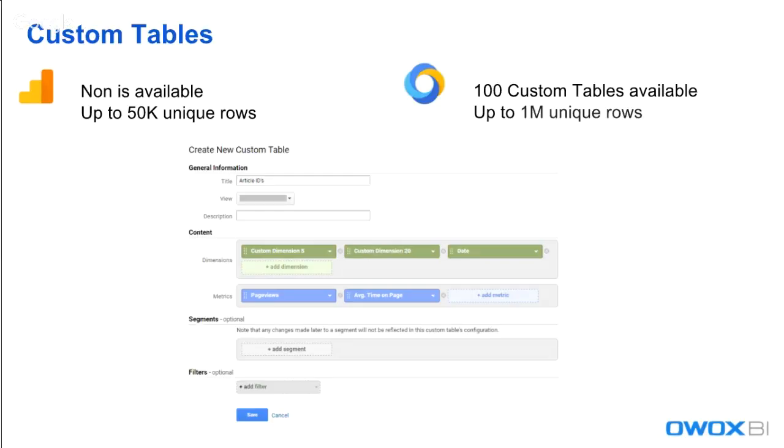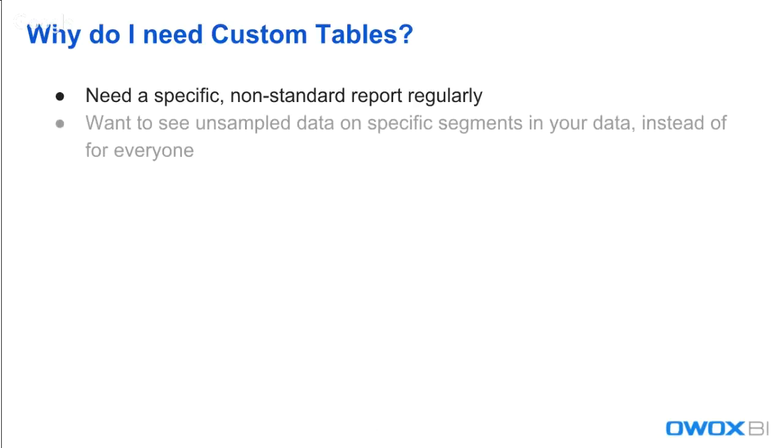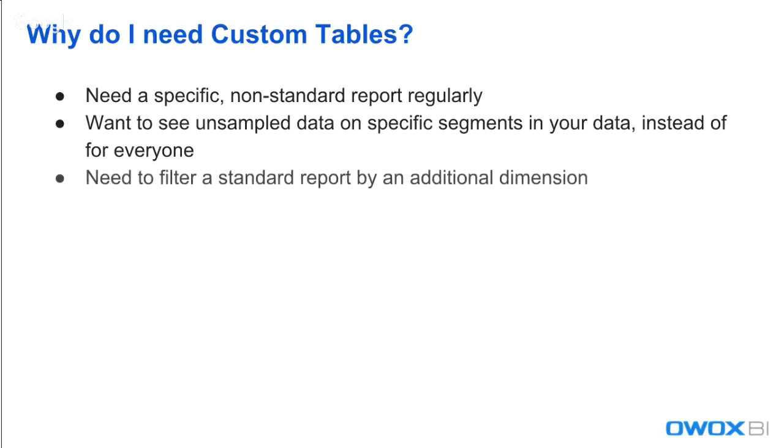So the question is, why do I need those custom tables? What to do with them? The answer is the following. First of all, in case you have some specific and non-standard report that you want to see on a daily basis. In case you want to see unsampled data on specific segments, and you want to filter a standard report by an additional dimension. So Anton, please tell us more about custom tables, or even show us those in the interface.